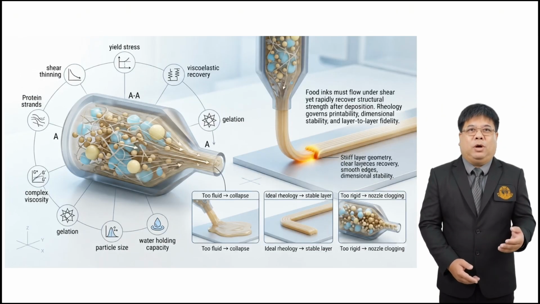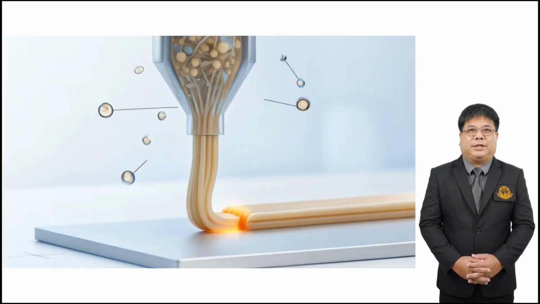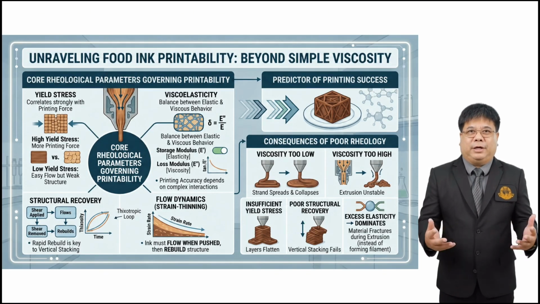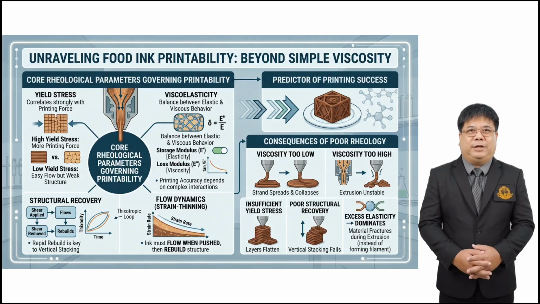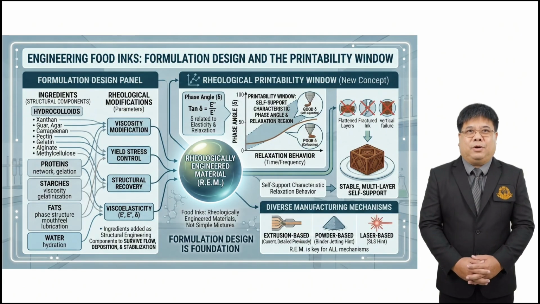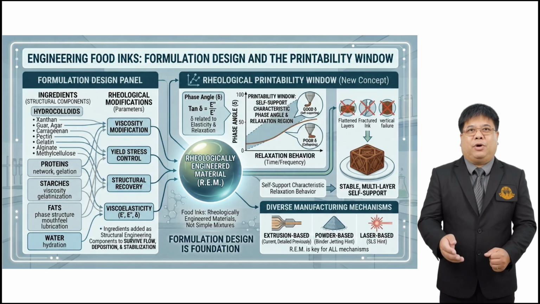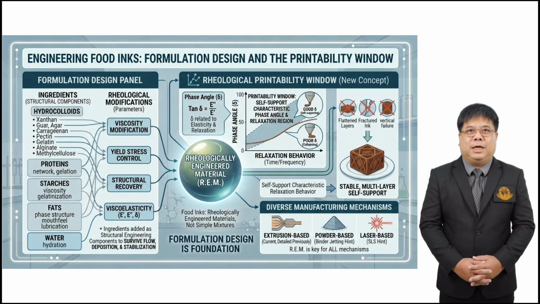If viscosity is too low, the strand spreads and collapses. If viscosity is too high, extrusion becomes unstable. If yield stress is insufficient, layers flatten. If structural recovery is poor, vertical stacking fails. If elasticity dominates excessively, the material may fracture during extrusion instead of forming a continuous filament. Studies in hydrocolloid-based food inks have even identified approximate rheological printability windows in which printable pastes exhibit characteristic phase angle and relaxation behavior associated with self-support after deposition.